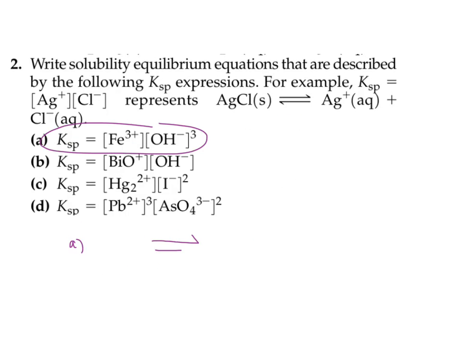The next one looks like this. Where it says write solubility equilibria equations that are described by these Ksp expressions. So I did the first one for you. The solubility product constant expression looks like this: the molar concentration of Fe3+ raised to the first power, so that must mean I have 1 mole of that, times the molar concentration of the hydroxide ion raised to the third power, so it must mean I have 3 moles of that. So then you just got to backtrack and write what the solid is. That must be Fe(OH)3. So it's not too bad, but that's kind of how I would do that.